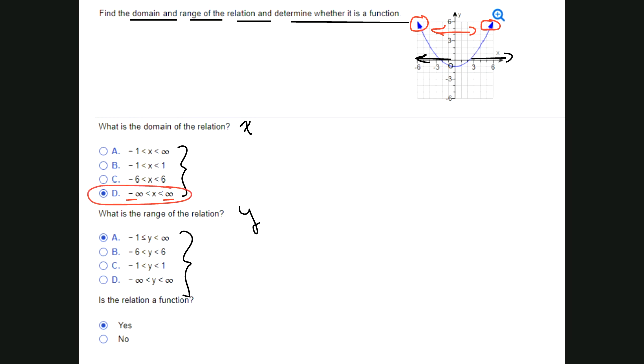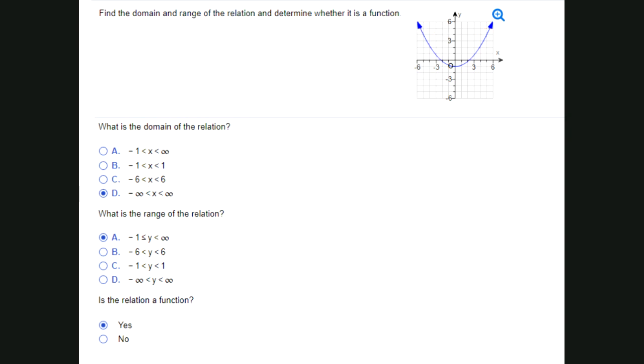Now let's talk about range. Range is up and down. It's on the y-axis. Now, the interesting thing about this particular curve is that it doesn't go infinitely down, does it? We see a perfect little stop right here. And if you've got a good enough eye there, you can see that it stops at -1.